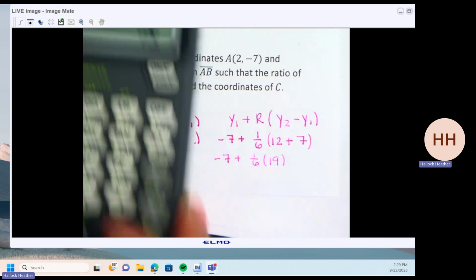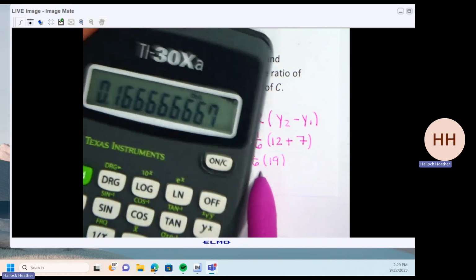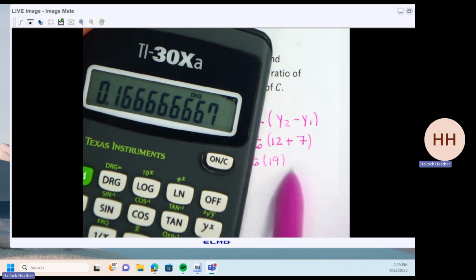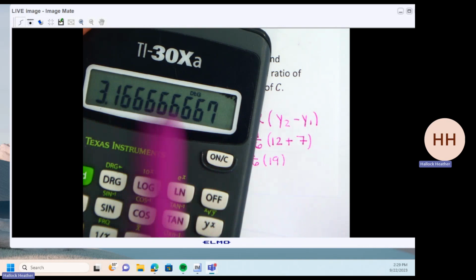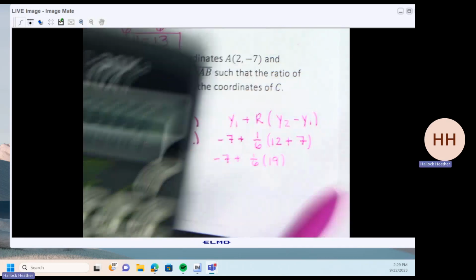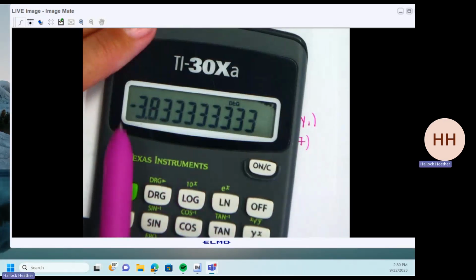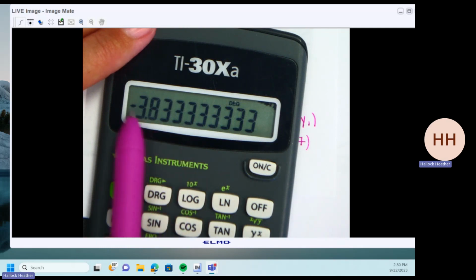And now I have to change my fraction into a decimal. 1 divided by 6 gives me this crazy decimal. I'm going to use this whole decimal, and I'm just going to press times 19 because you're allowed a calculator. I get this crazy decimal. So I'm now going to add -7 in the calculator. So I get -3.8333333. So I'm just going to put -3.8.